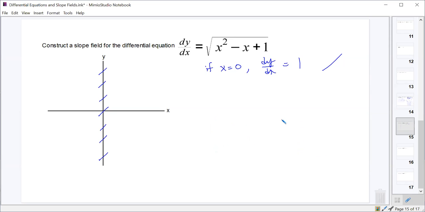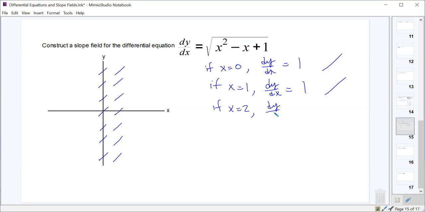Oh, okay, I get it. Thank you. All right, so what if x was 1? What would dy dx be? 1, right? Okay, good. Now, there might be some fluctuation happening between 0 and 1 that we might want to think about. We'll do that in a little bit. What about if x was 2? What would dy dx be?